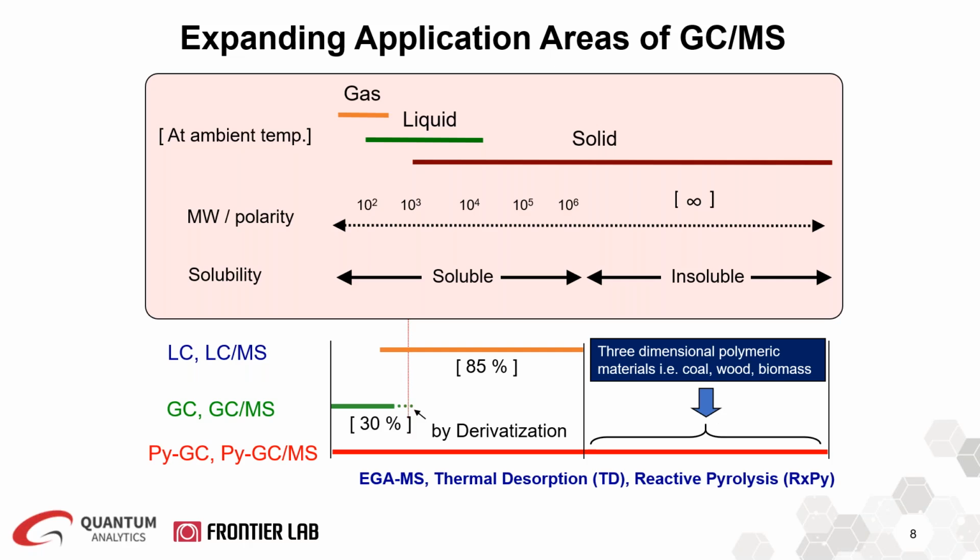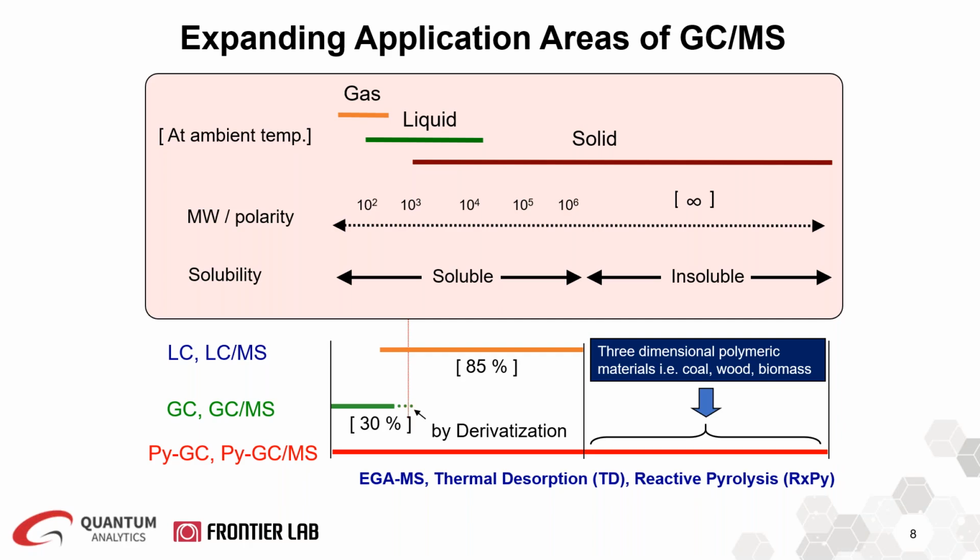So let's now discuss a little bit about the advantages of the microfurnace, or why you would want to add the microfurnace multifunctional pyrolyzer to your GCMS. And really, the short answer is because you want to expand the capability of your GCMS system.